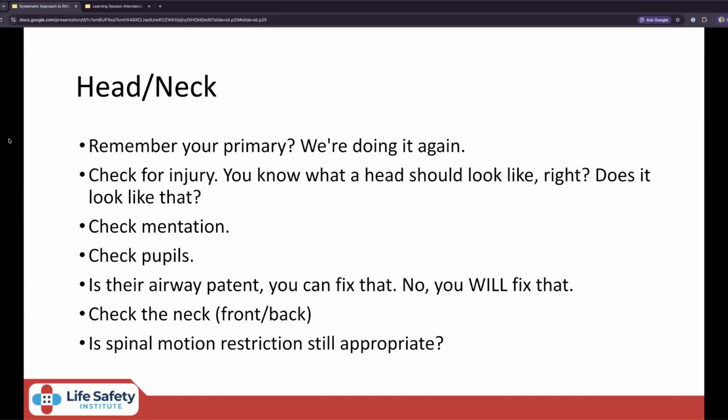It's typically too early to tell if the spinal motion restriction is still appropriate because there is a full clearance process, but just keep that in the back of your mind that we might be moving in that direction.